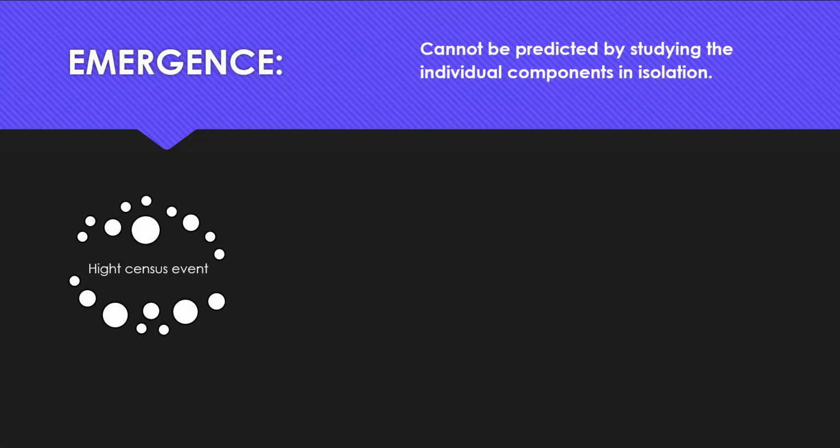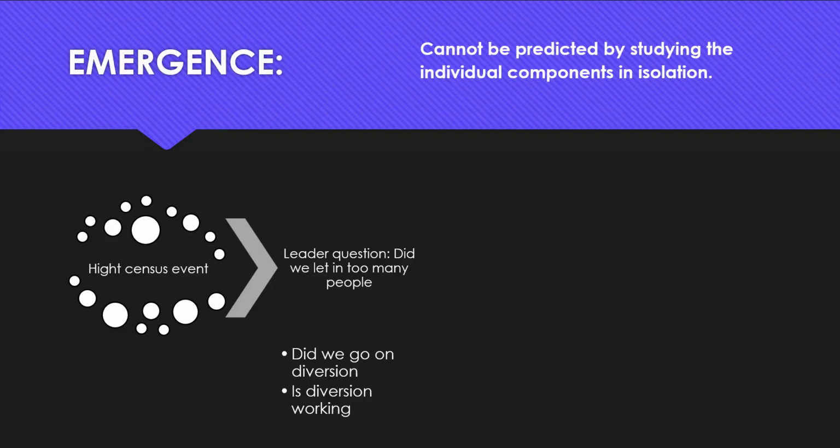Emergence, we can think of that property as something we can't really predict by studying the individual components. This here is a common experience I have. There's a high census event in the hospital. Leaders come and start asking questions. Did we let too many people in? Was diversion on? Was diversion working? So on and so forth.